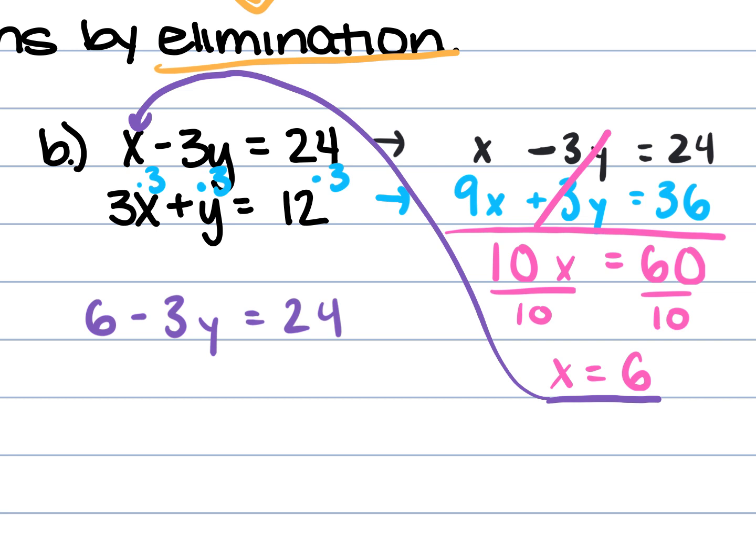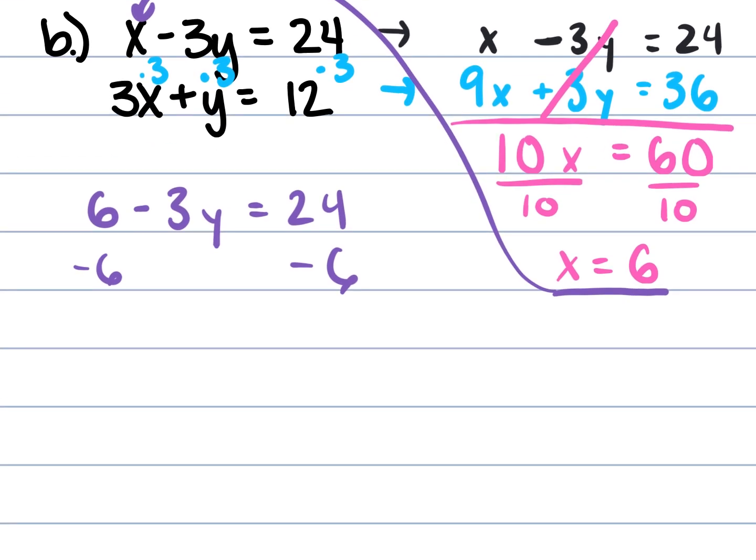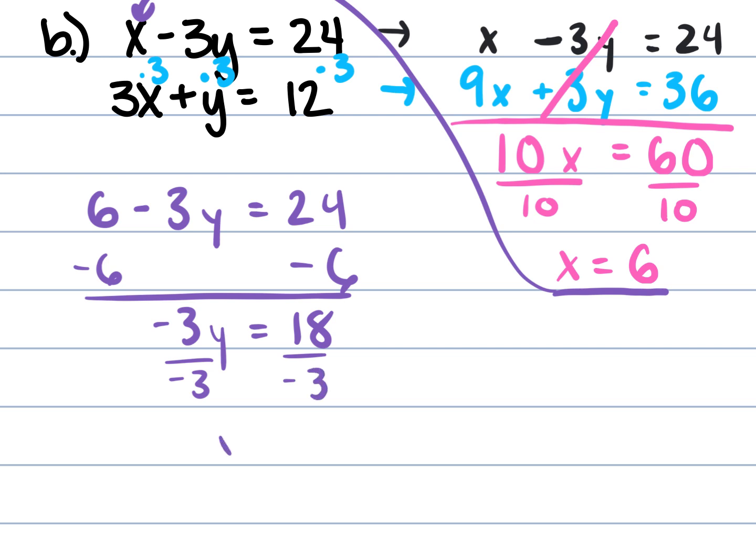All right, Quincy, what should I do next to solve? Subtract 6 on both sides. Subtract 6 on both sides. What's 24 minus 6? 18. So negative 3y is equal to 18. Then what do I do next? Divide by negative 3. So what does y equal? -6.